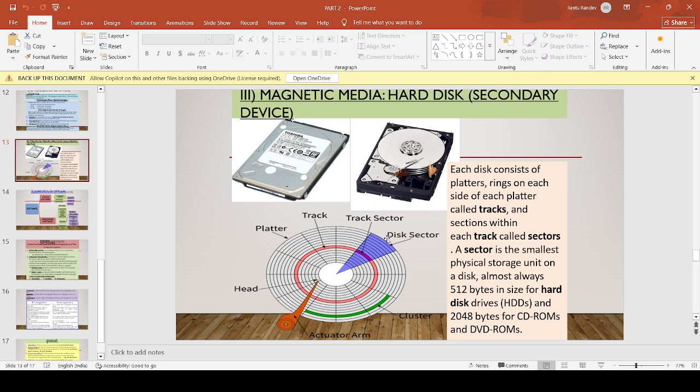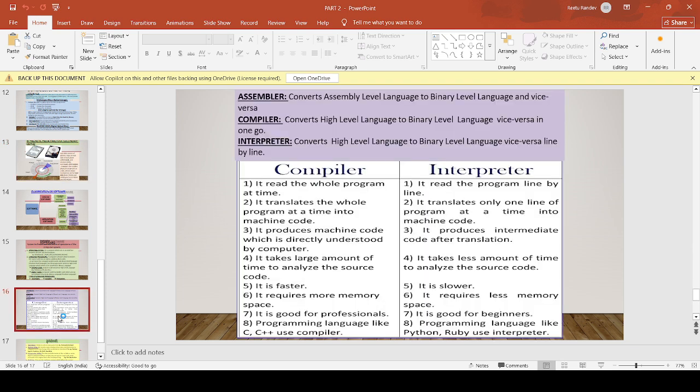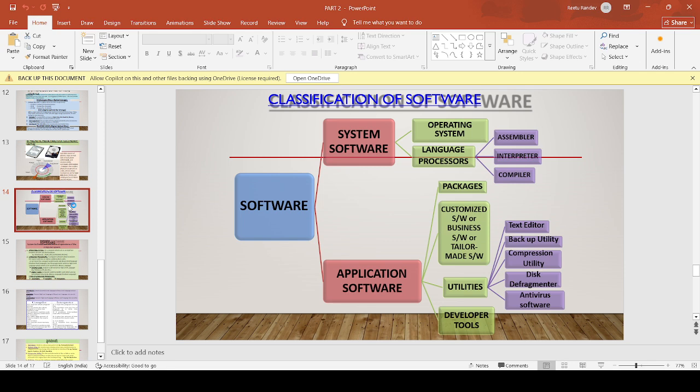A sector is the smallest physical storage unit, which for hard drives is almost always 512 bytes. And each disk has rings on each side of the platter called the tracks. So, hope you are clear with what is primary memory and what is secondary memory. Primary memory is further of two types, RAM and ROM. Secondary memory comes in the form of auxiliary memory.